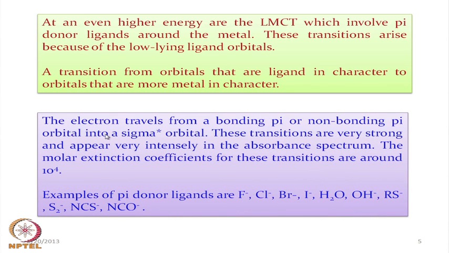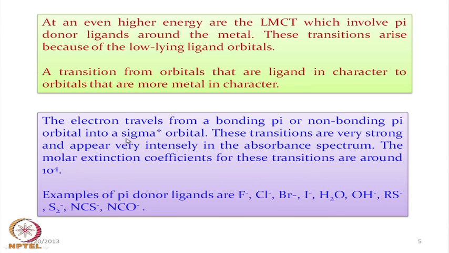So, the electron basically travels from a bonding pi or non-bonding pi orbital into a sigma star orbital. So, electron can move from a bonding pi or non-bonding pi, that means pi to pi star orbital, to a sigma star orbital which is of higher energy, and these transitions are very strong and appear very intensely colored in the absorption spectrum, and the molar extinction coefficient for these transitions are around 10 to the power 4, or sometimes 5 or 6.5 into 10 to the power 4. That means they are of several thousands only.